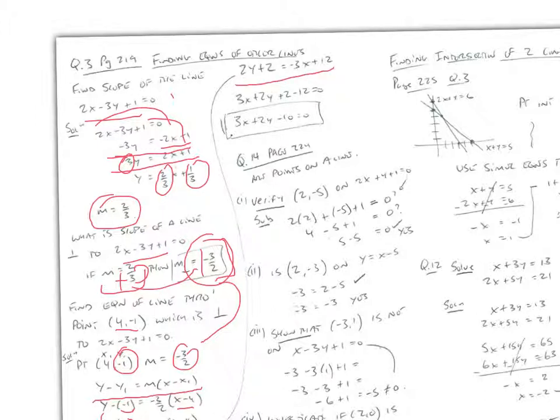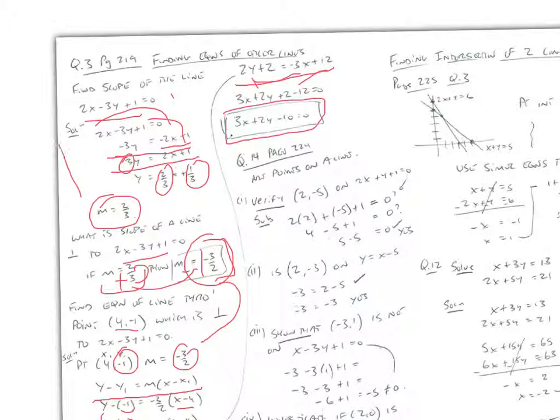So we bring our -3x over because we want to have our equation as something x, something y, and a constant. So we have 3x plus that 2y plus 2 minus this 12 equals 0. So our equation is 3x plus 2y minus 10 equals 0.